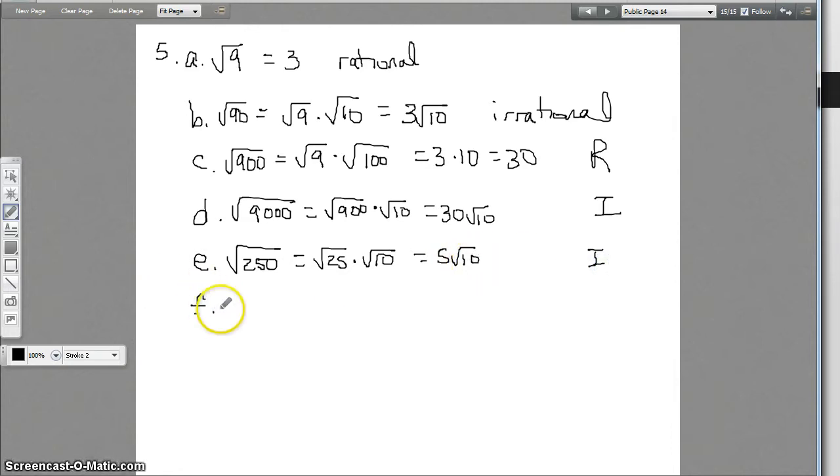Okay, let's look at the square root of 25. Well, that's just 5, so that's a rational number because 5 is just an integer. Okay, part G, we have the square root of 2.5.